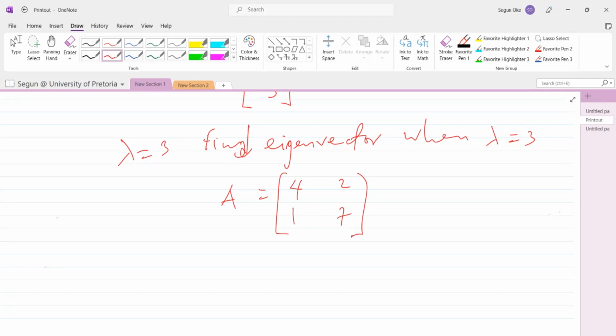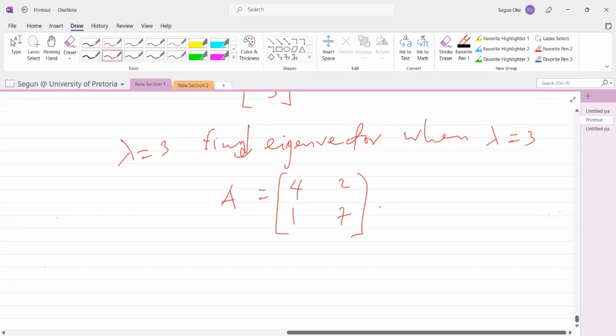So if you are the one, what will you do? Okay. Tell me now. If I'm the one presently, since they have reduced a lot of work for me, I'll substitute the lambda into the equation first. That is 4 minus 3, and then 7 minus 3, all equal to 0. Not equal to 0, but the zero vector. Yeah, they are 0.